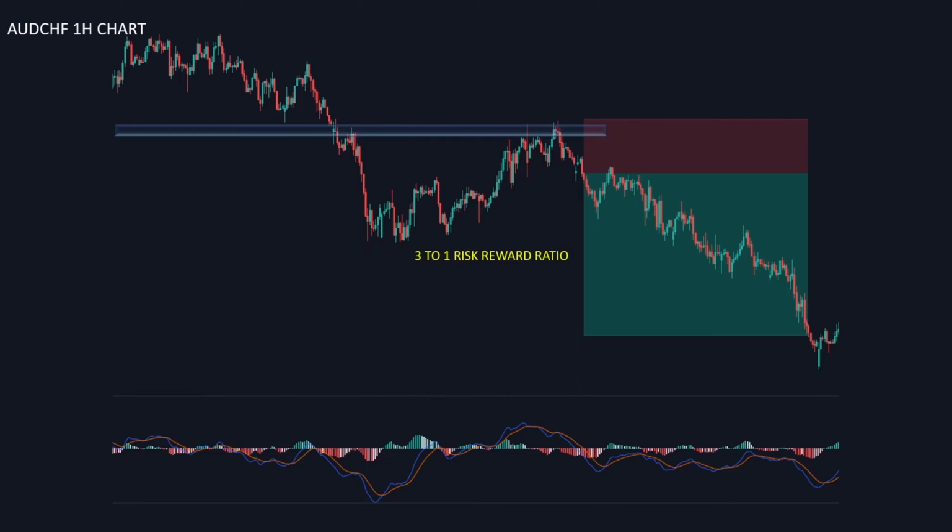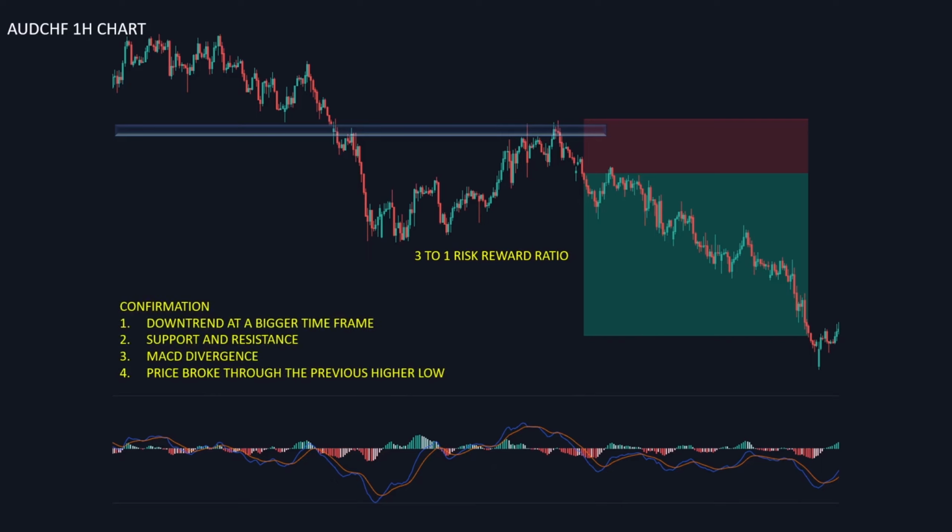Let's summarize how many confirmations we have. The first confirmation is that the price is in a downward trend on a bigger time frame. The second confirmation is support and resistance. The third confirmation is MACD divergence. And the fourth confirmation is that the price broke through the previous higher low.